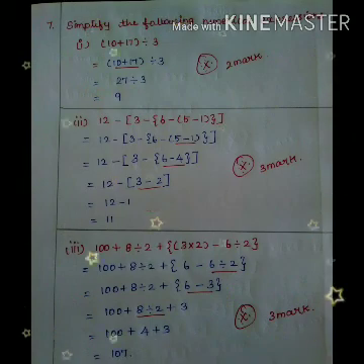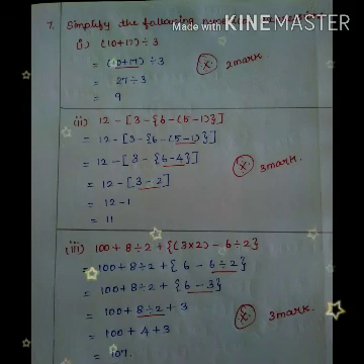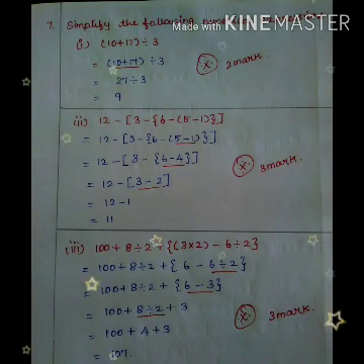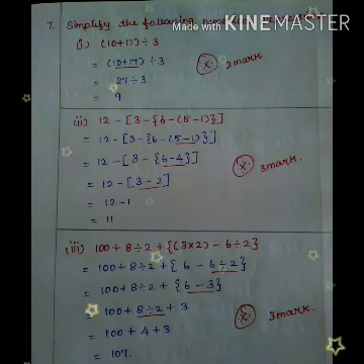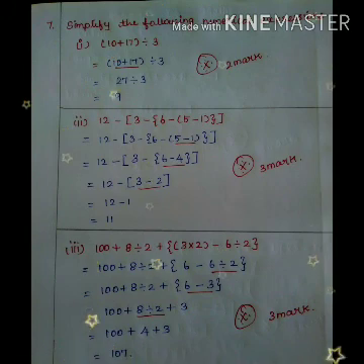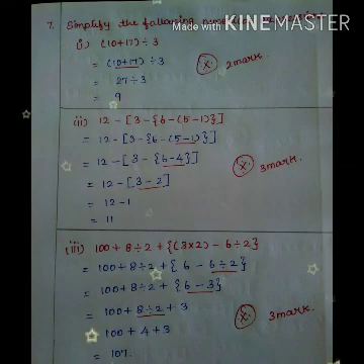Now next step, 12 minus bracket 3 minus bracket 6 minus 4. 6 minus 4 how much? 2. So I have written 2 here. Now 3 minus 2 how much? 1. So now 12 minus 1 is how much? 11. So this is also an important 3 marks sum.